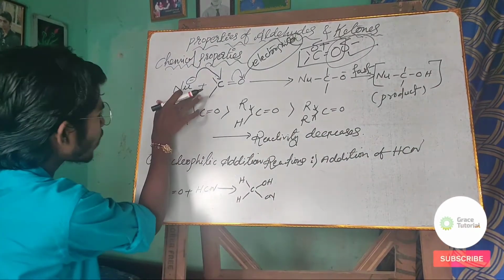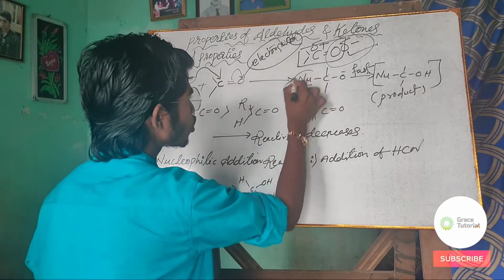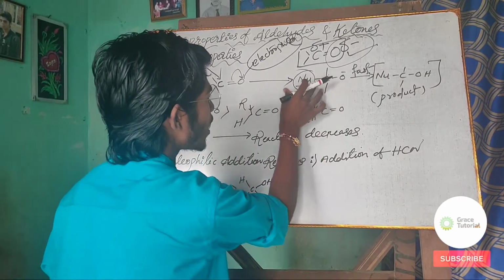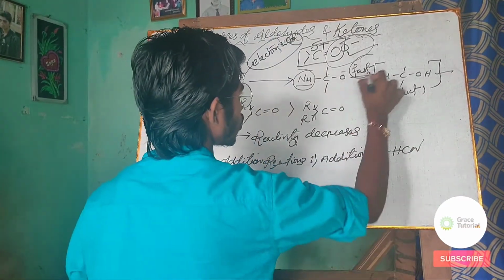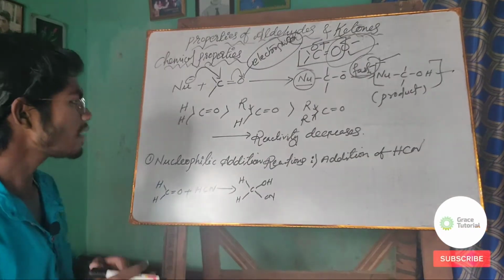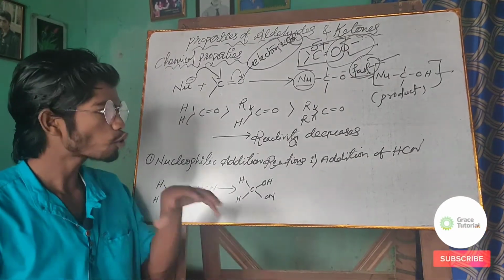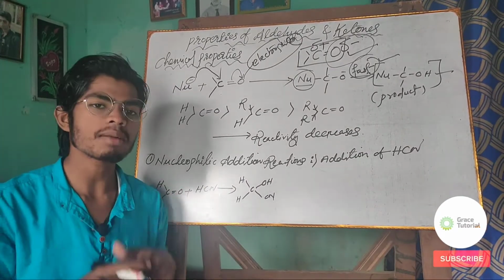So when a nucleophile attacks the carbon atom of the carbonyl group, the nucleophile will be attached in this way, and finally we'll get the product like this when the reaction is fast. This is what it's all about. But now the question is, which one is more reactive? Whether aldehydes are more reactive or the ketones are more reactive.